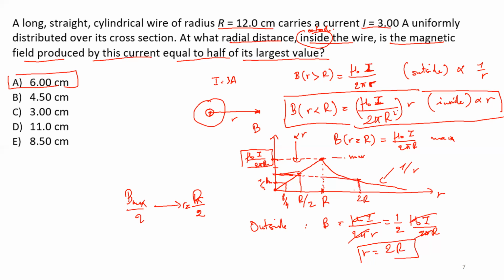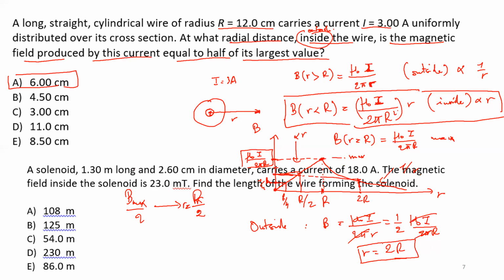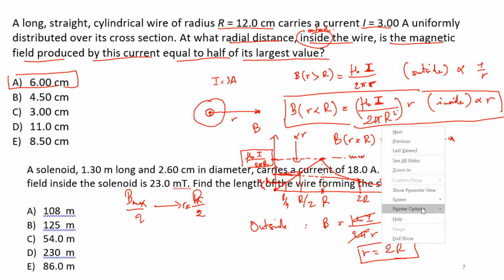So for each magnetic field, I have a value inside and a value outside that correspond to it. For each magnetic field created by the wire. Great. So here, if I said outside, of course, R will be 2R, 2 times the radius. Does it make sense? Great. Let's go to the next question. So I delete this.